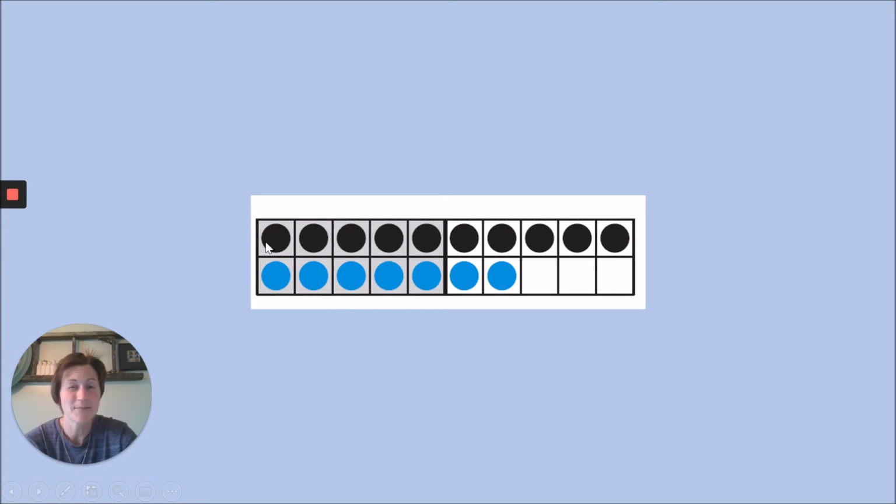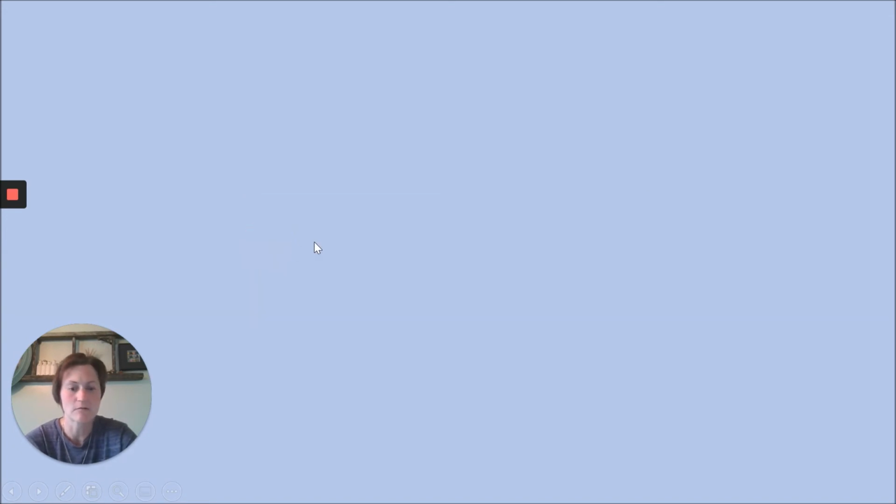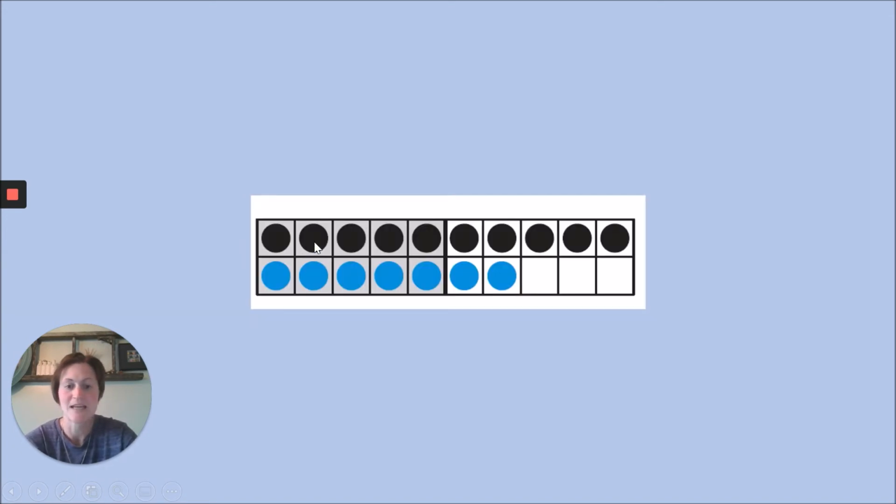Now, I'm an efficient counter. I know, sorry friends, I know this is 10. I don't have to go back and count 10 because I just did. I know that this is 10. There are 10 black dots. I'm going to count on from 10. 10, 11, 12, 13, 14, 15, 16, 17.